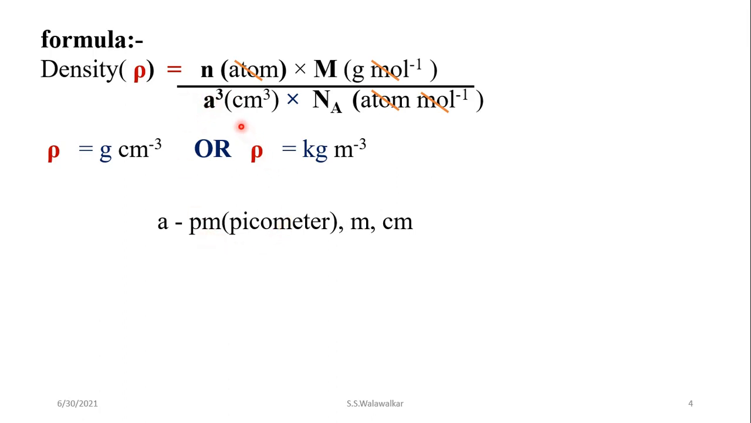So you have to convert that edge length into centimeter. Always remember that if the edge length is given in picometer, then you have to convert it into centimeter, and for that purpose you should know this conversion. 1 picometer is equal to 1 into 10 raised to minus 12 meter, that is equal to 1 into 10 raised to minus 10 centimeter. So you have to convert the picometer into centimeter.